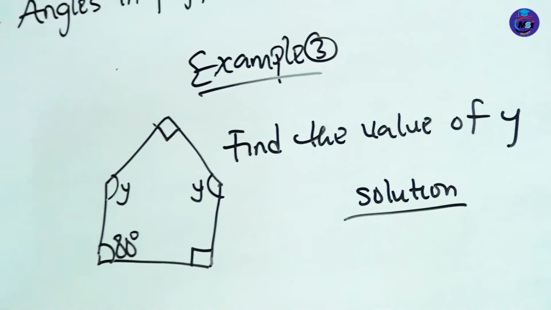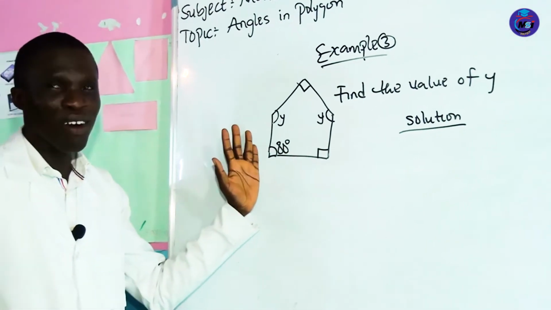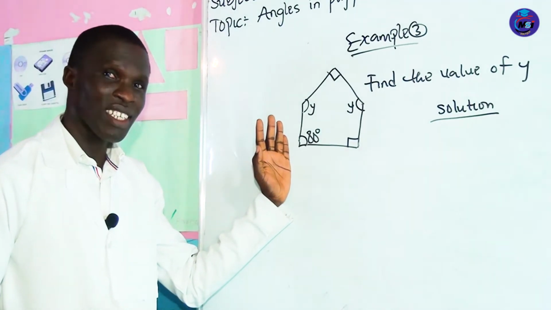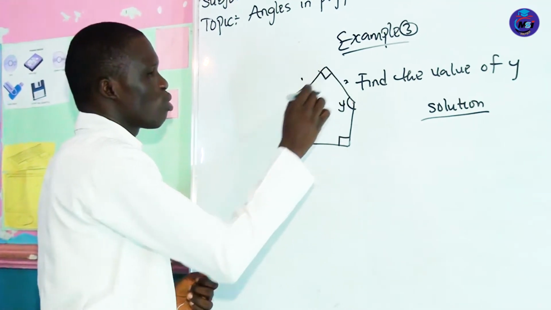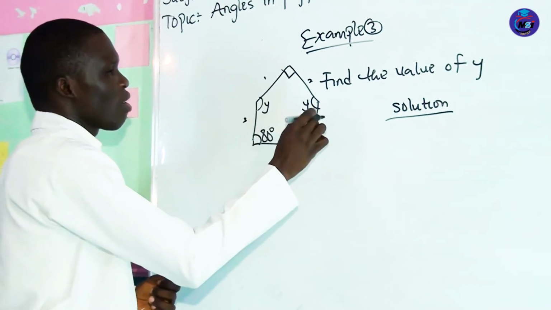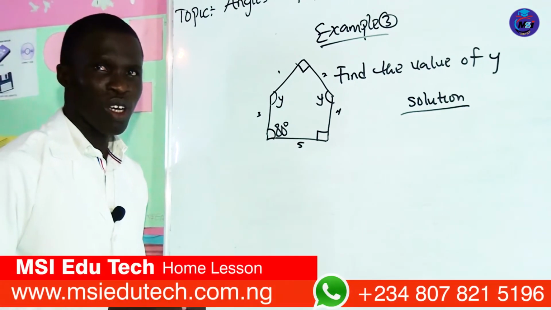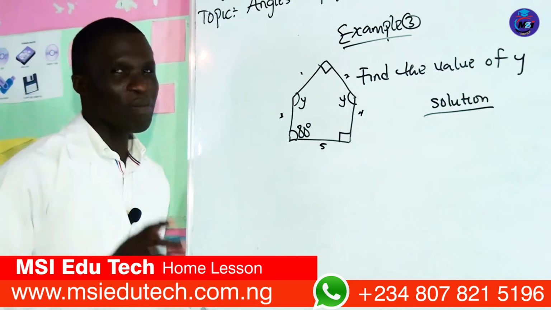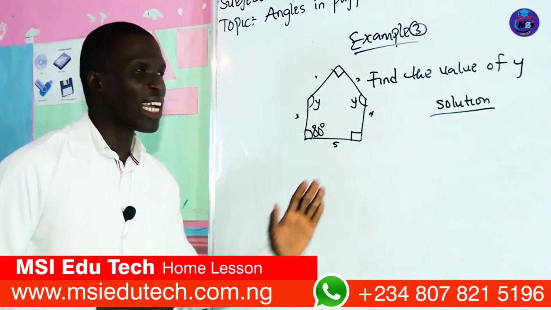Let's solve this question together. Who can tell me the name of this polygon? Can somebody guess that? Okay, let's cross check. 1, 2, 3, 4, 5. This is a pentagon, right? Because we have 5 sides.